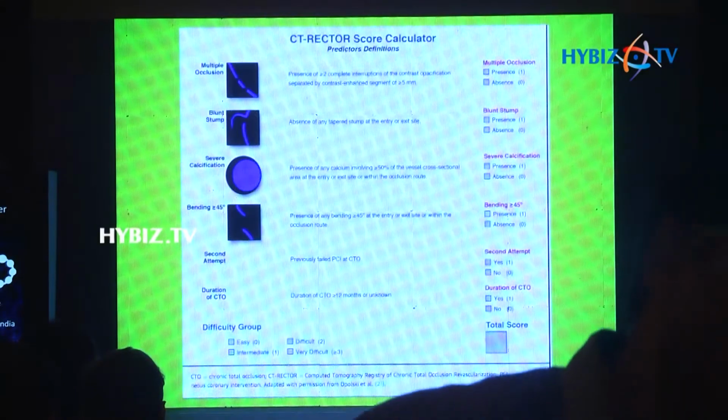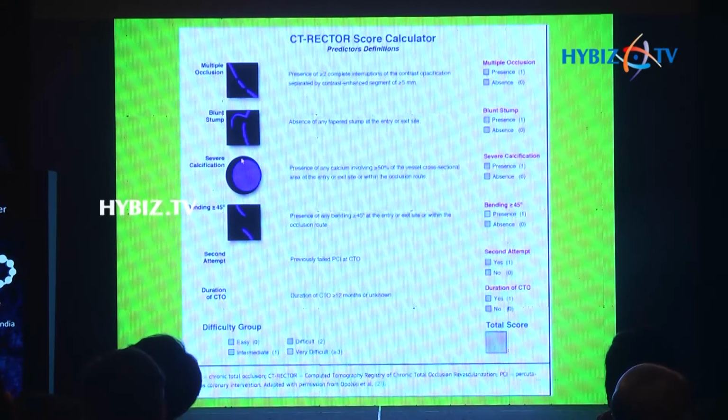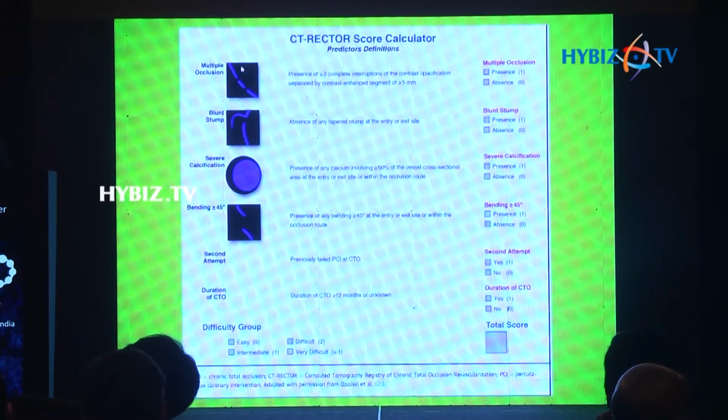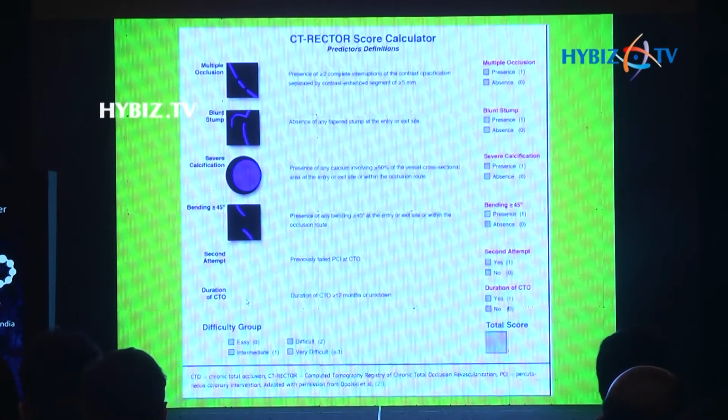where they used CT and they came up with a score which was similar to the J-CTO score. And looking at it, you can see here that if you had multiple occlusions, a blunt stump, severe calcification, which was defined as greater than 50% of the lesion, or a bending more than 45 degrees, second attempt, or the duration of CTO longer than 12 months, then you would get the numbers here.